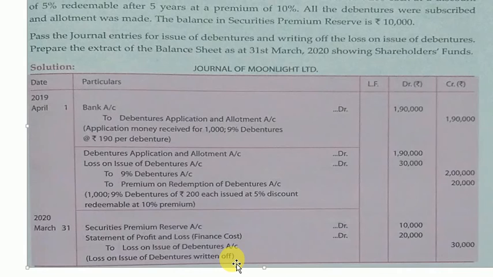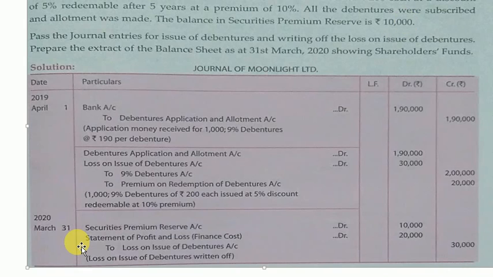Here we are writing off the loss on issue of debentures which we created at the time of issue of debentures, and at the end of the accounting year, we'll have to write off this loss on issue of debentures from securities premium reserve first. If securities premium reserve doesn't have enough balance to write off the loss on issue of debentures, then we'll write off the extra amount from the statement of profit and loss. I hope this is clear to you all. That's why we have written securities premium reserve, because we know securities premium reserve has only 10,000 and the rest of the 20,000 will be written off from statement of profit and loss.